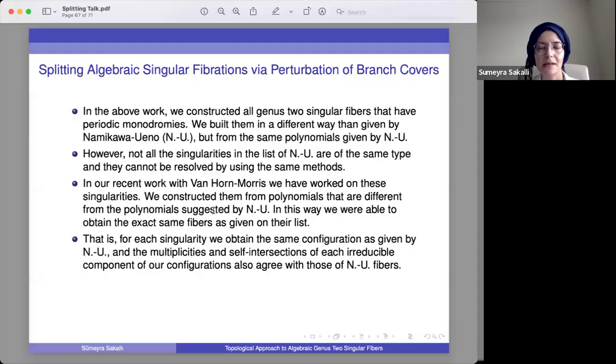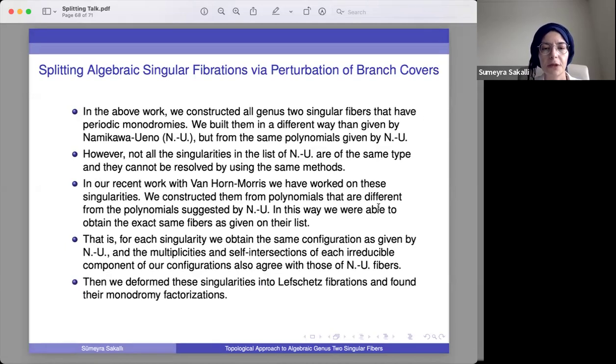And when I say the exact same type, here is what I mean. For each singularity, we obtain the same configuration as given by them, and all the other information, the multiplicities and self-intersections of each irreducible component, also agree with their fibers. And then we deformed these singularities into Lefschetz fibrations again and found monodromy factorizations.